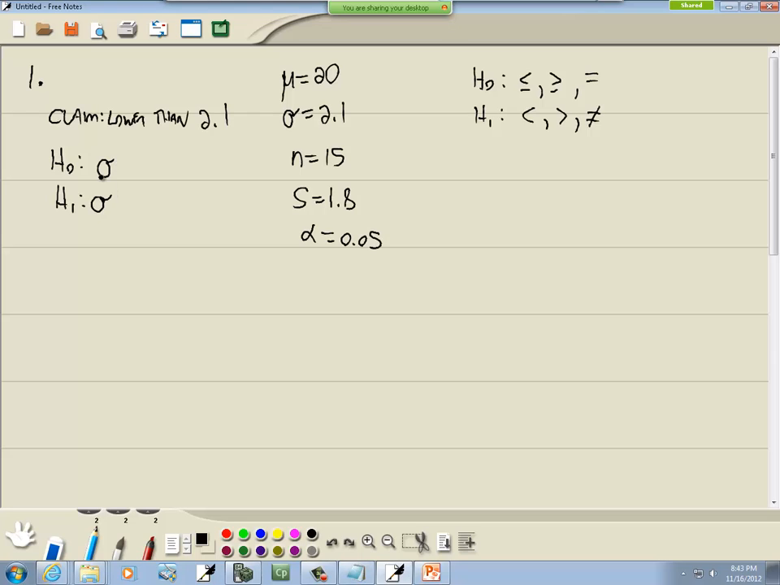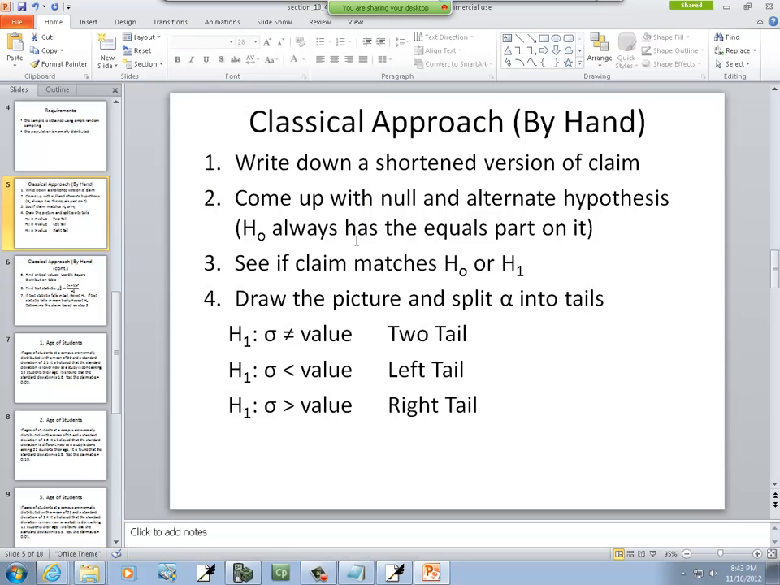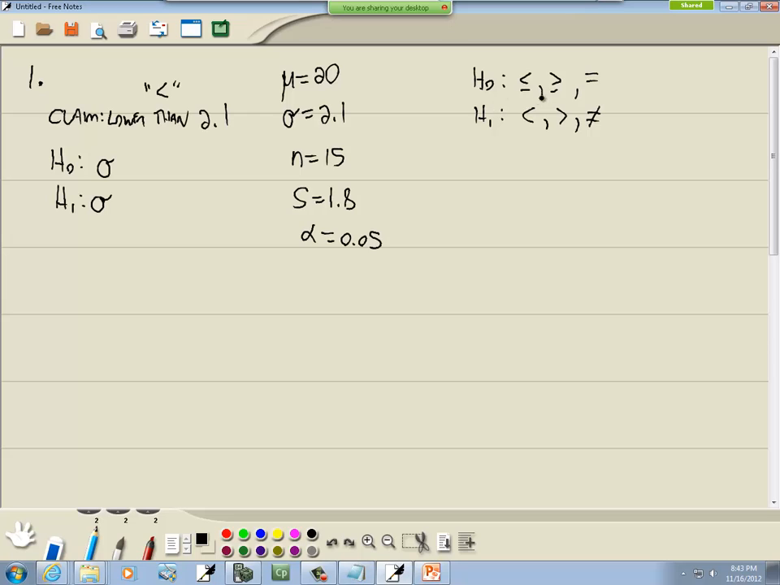So I'm going to have sigma on both of those. Okay, lower than. That implies a less than symbol. And H naught always has the equals part on it. When I say that, I'm talking either less than or equal to, greater than or equal to, or equal to. Well, lower than, the only place I can put that is on H1. So I'll put that down there. Well, if this is a less than, then this will be a greater than or equal to, because these are opposites of each other.